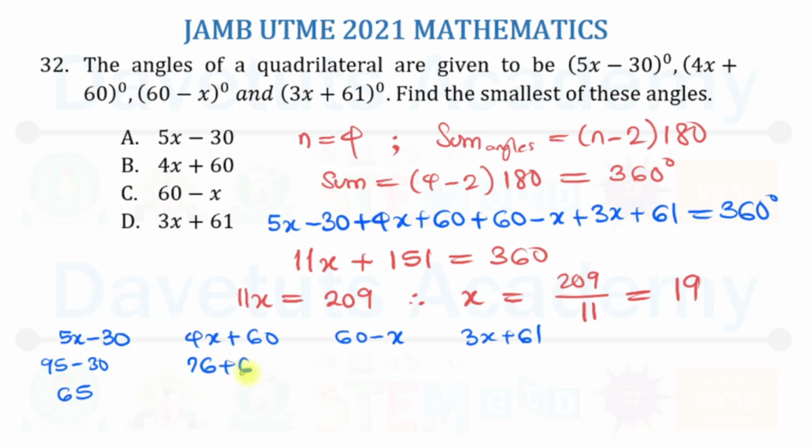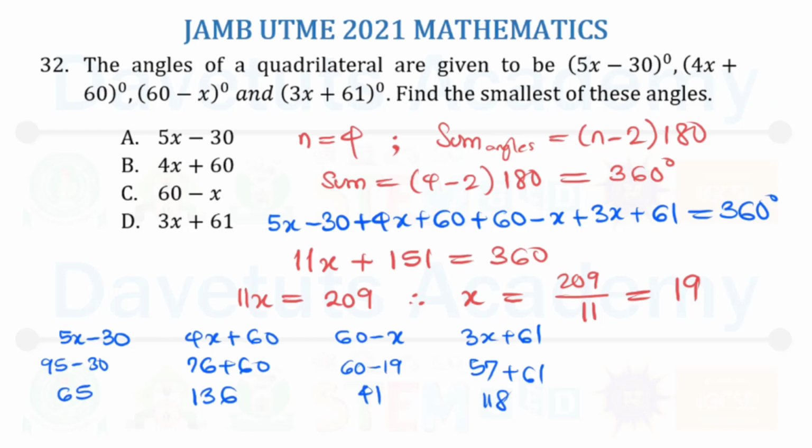76 plus 60. This is quite huge. This is like 136. 60 minus 19, that will be 41. Okay, 3x plus 61, this also will be large. 19 times 3, that's 57, plus 61, and that will be like 118.